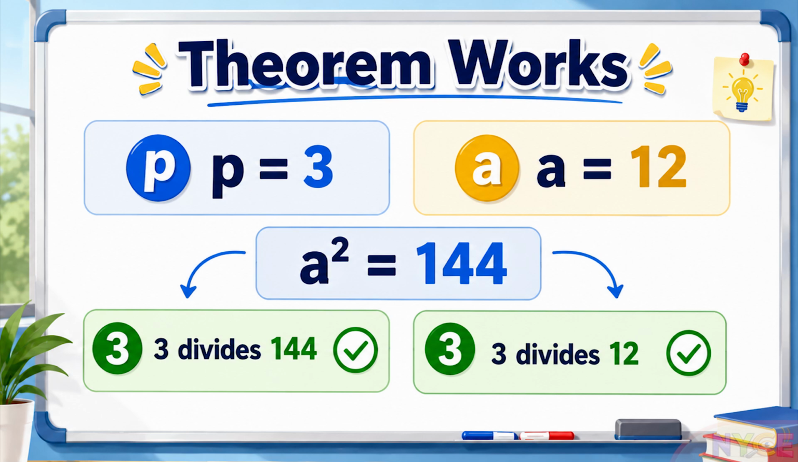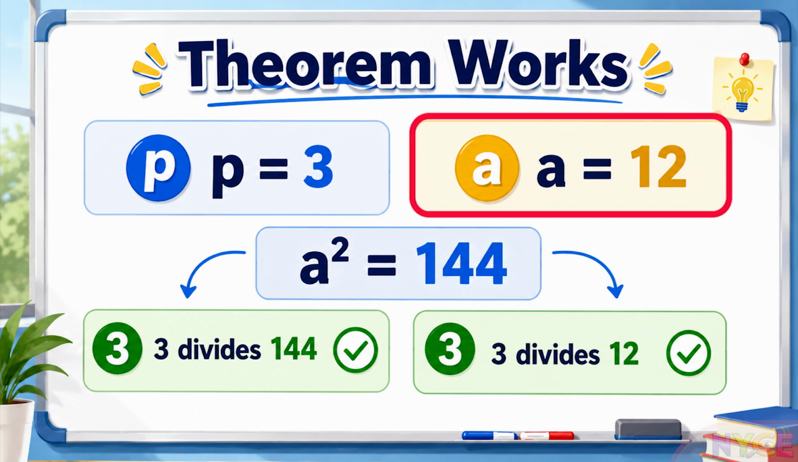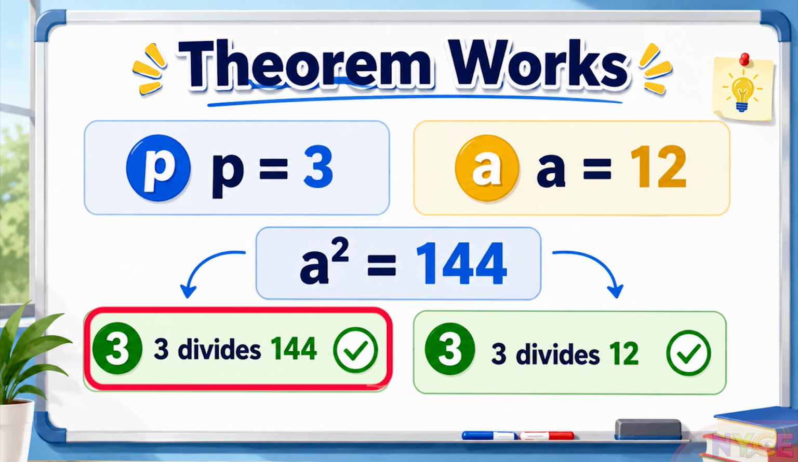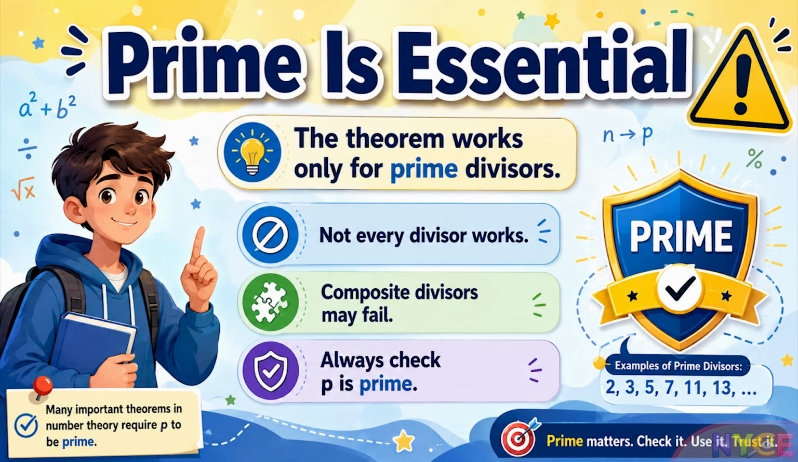Let us test this with an example. Take p equals 3 and a equals 12. Then a squared is 12 squared, which is 144. Does 3 divide 144? Yes, because 144 divided by 3 is 48. So the theorem says 3 must also divide 12. And yes, 12 divided by 3 is 4. So it works. But now comes a very important warning.